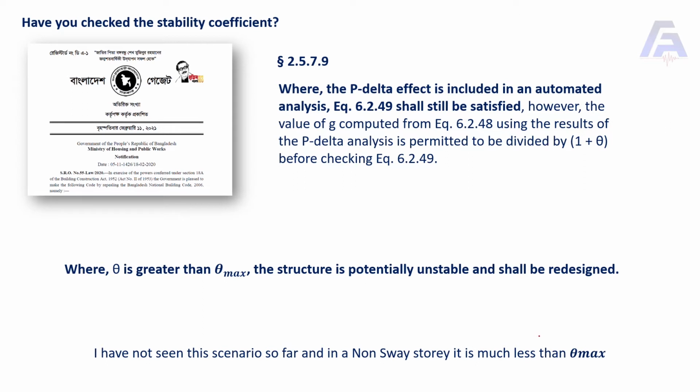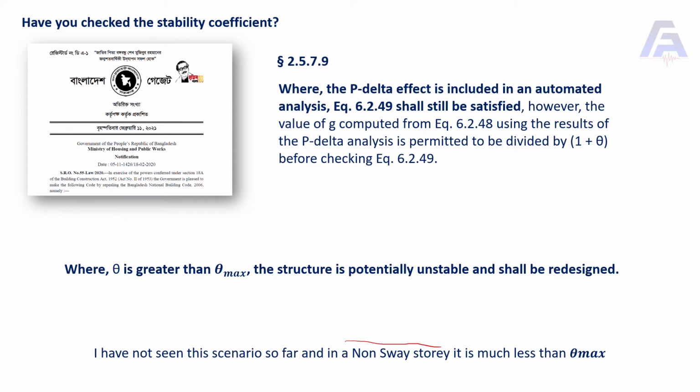I personally haven't seen this scenario so far, especially in non-sway stories. It is much less than theta max. But considering the practices in Dhaka, that sometimes the contractors use brick aggregates instead of stone aggregates, I think it becomes a bit more important to check this criteria. And also it is mentioned in the code, so we have to check this and satisfy this criteria, since this specification is here to ensure that your structure will maintain its stability after an earthquake.